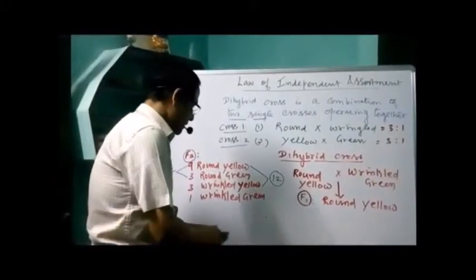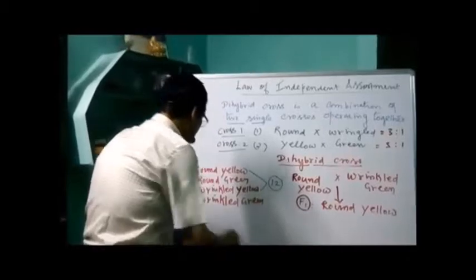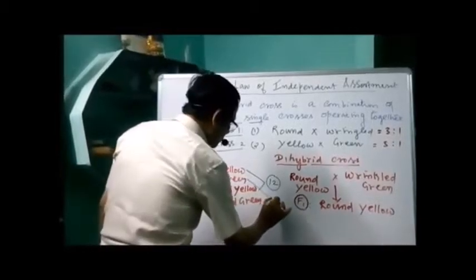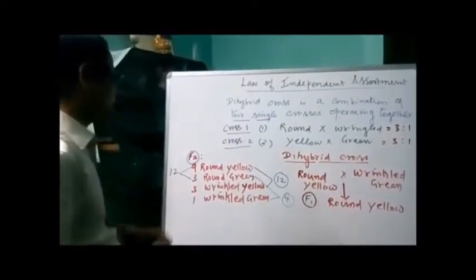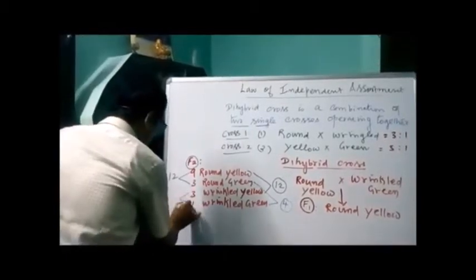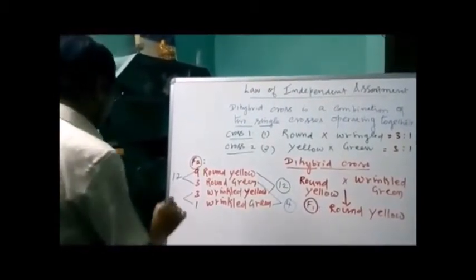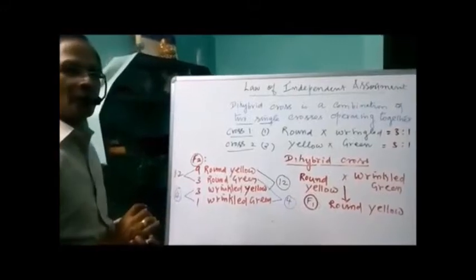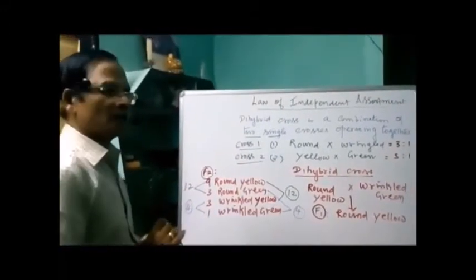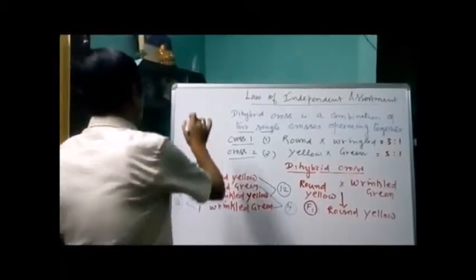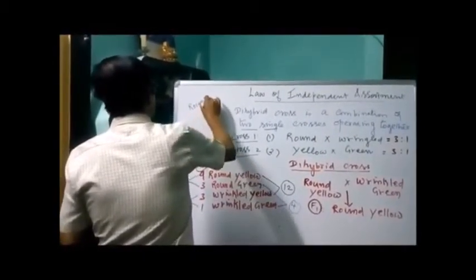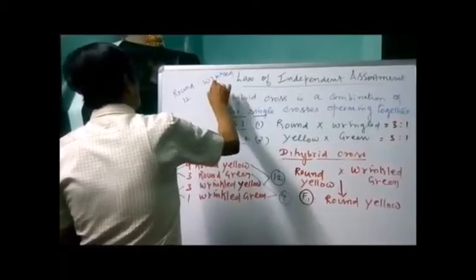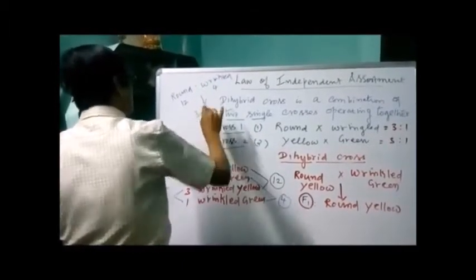Now what about the recessive characters? If we take the recessive characters, for example green, in two places we are getting green, that is 3 plus 1, which is 4. And also in two places we have the wrinkled condition, the recessive character, so again 4. So it is 12 to 4. If we take the round, that is 12, wrinkled 4. So if we reduce the ratio, we are getting 3:1.